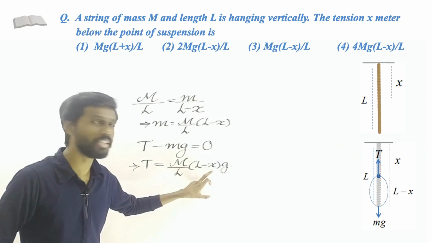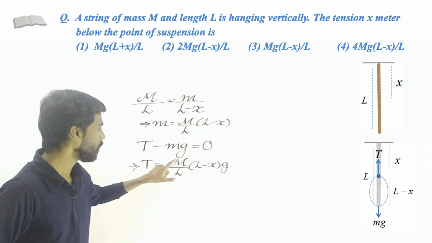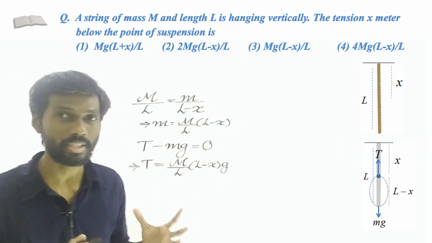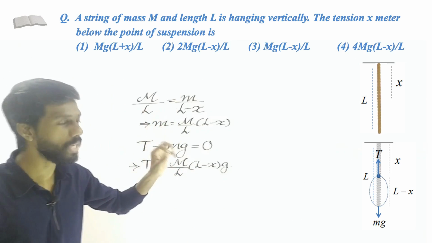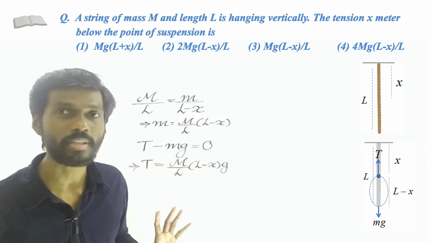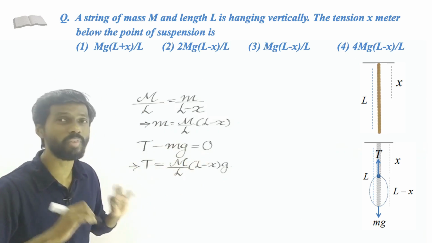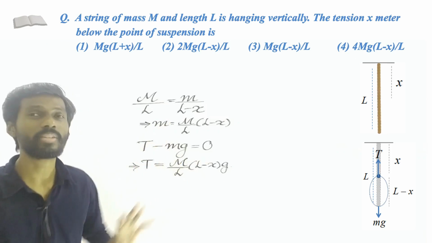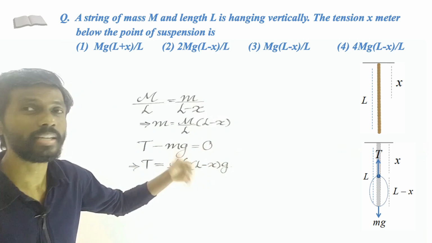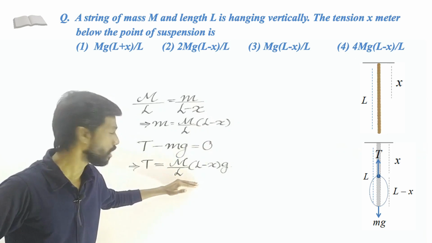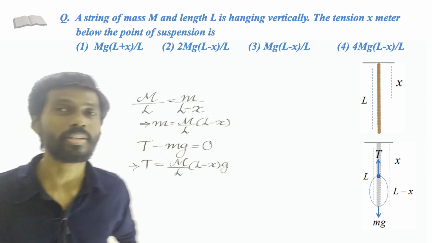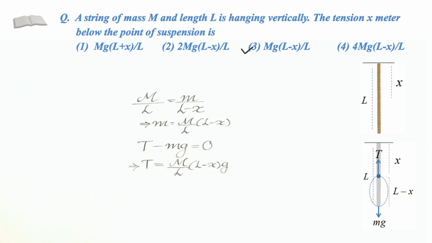But if you take x as 0, which means the topmost point, that will have tension mg. That means the maximum tension is at the topmost point. The minimum tension, that is 0, is at the bottommost point. So in between we have tension, which is a variable, right? So the tension is different at different points on the string. So this is the general formula for the tension at various points on the string. So that is the answer.